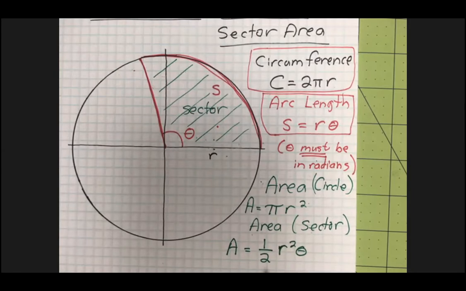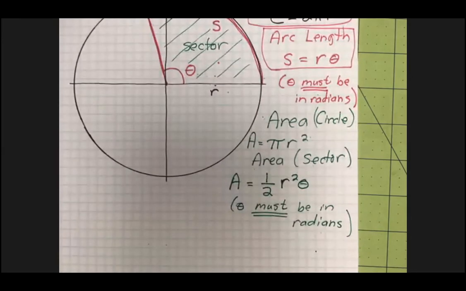But this is handy if you just want to know the area of part of a circle. But again, you got to be really careful. There is no mercy on this. Theta must be in radians. It won't help if you use degrees. But you know how to change degrees to radians.